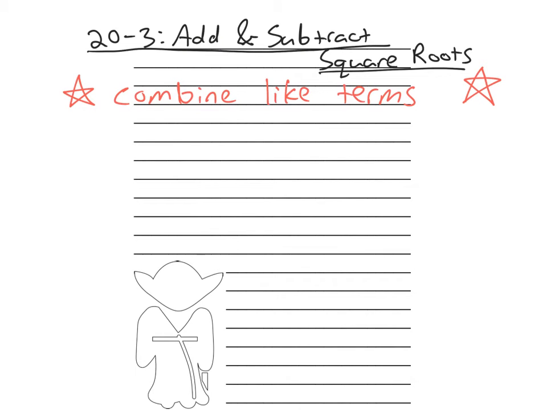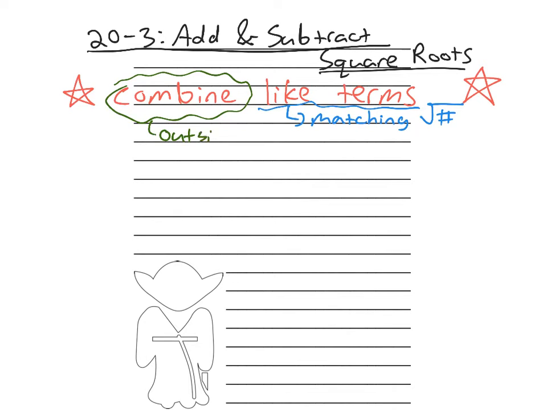So when we are looking to add and subtract square roots, radicals, it's all about like terms, like everything else. But what in the heck is a like term for radicals? Well, it's a matching radical, the same number underneath the square roots. So you're looking for the number under the radical to be the same. If that's the case, the outside numbers are the parts that combine.